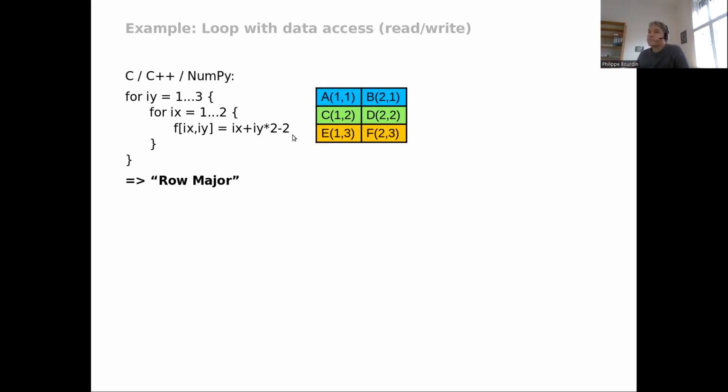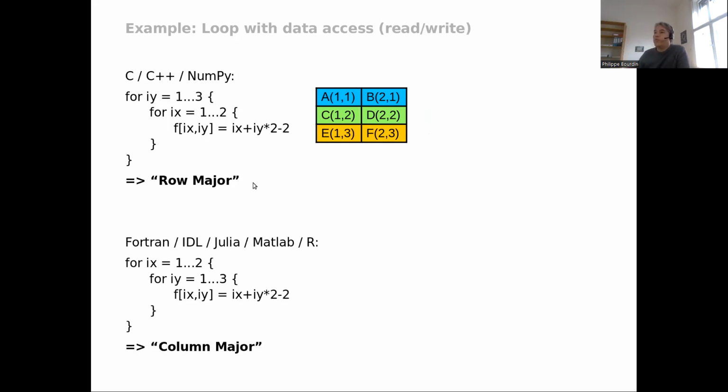Okay, so in C, C++, and in NumPy, so in Python, this would be the typical order to use this array, right? This is what we call so-called row major ordering of arrays. While if you have Fortran, IDL, Julia, MATLAB, and R, there you have so-called column major accessing of arrays. That means in the one language, the data is aligned first along Y and then along X. In the other language, it is aligned first along X and then along Y, okay?